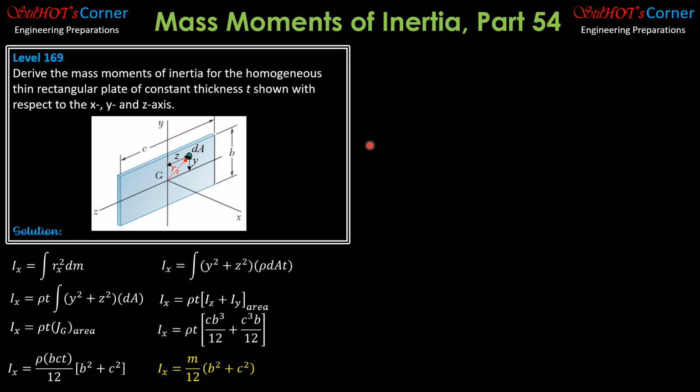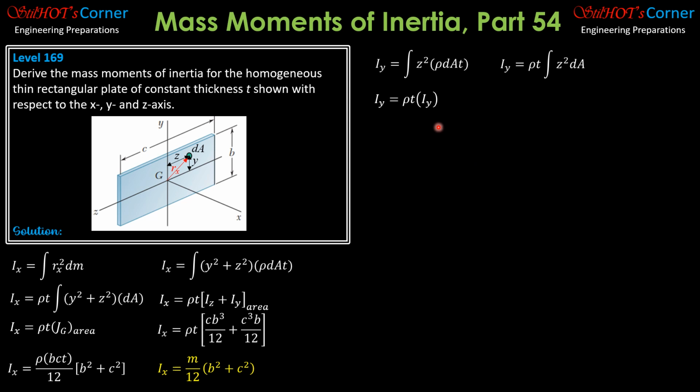Now let's proceed to Iy. So Iy is equal to the integral of z squared, the distance, times differential mass, and again differential mass is equal to rho dA t. So Iy is the integral of z squared rho dA t. Putting rho t before the integral sign, we have rho times thickness times the integral of z squared dA, and we interpret the integral of z squared dA as simply Iy of the area, and Iy is equal to C cubed b over 12.